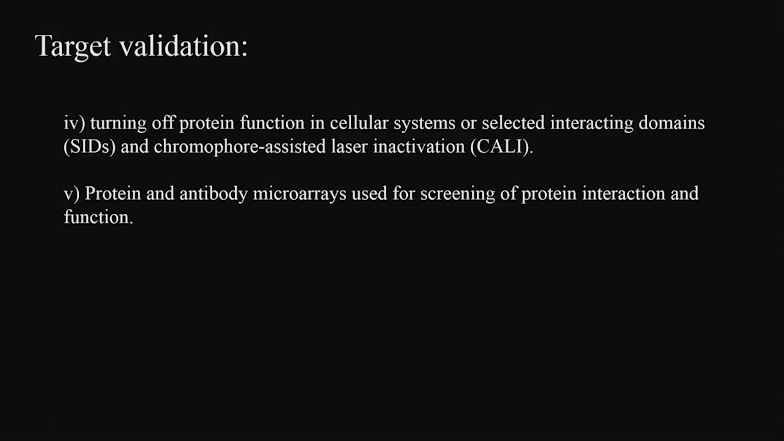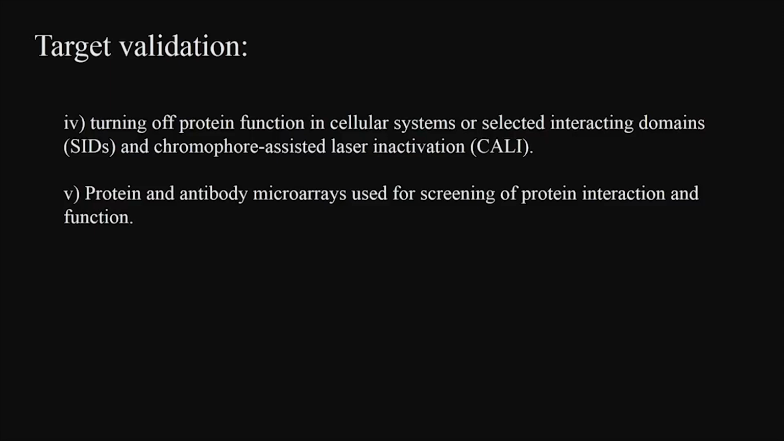So, we turn off the protein. The protein is produced, but its function is turned off by this particular approach. The fifth approach is protein and antibody microarray used for screening of protein interaction and its function. This is the fifth approach. So, a large number of approaches are available for target validation.